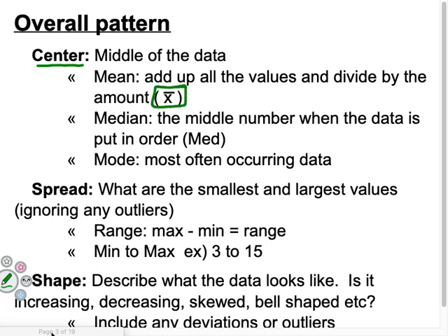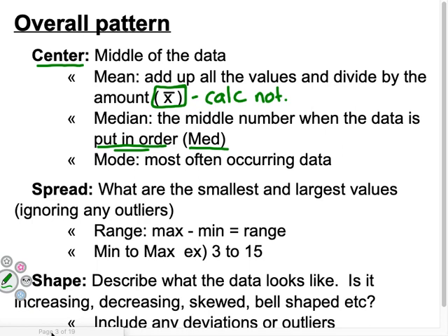If we look at this notation right here called X bar, you will see that on your calculator sometimes. That is just saying the average. That's calculator notation. Then median. Median is the middle number when the data is put in order. Key thing right there, when the data is put in order. Again, calculator notation, it might just be MED.